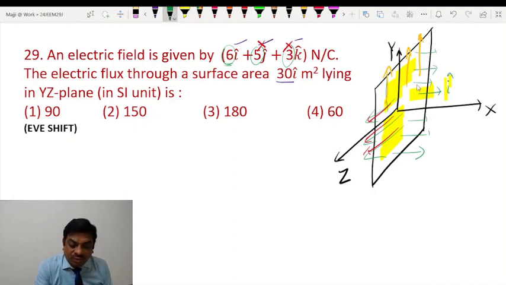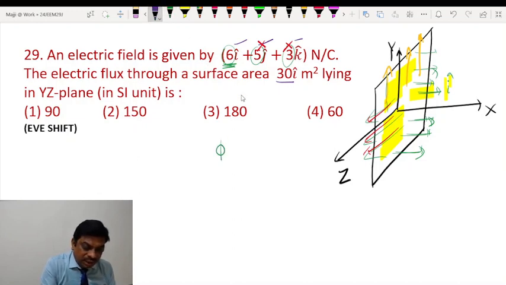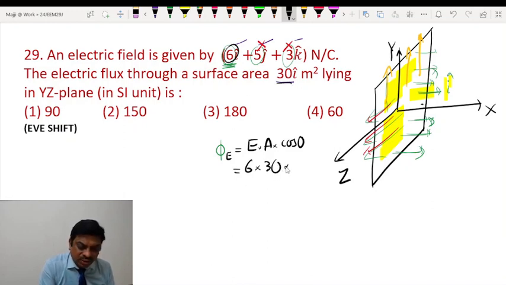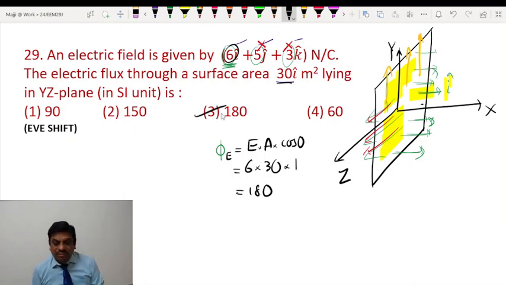So the contribution to flux will be only due to the electric field in the x direction, that is the x component. And you know, when the electric field lines are normal to the surface, simply use E A into cos 0. So electric field intensity is 6, area is 30 meters square, cos 0 is 1. So this will be 160 SI units.